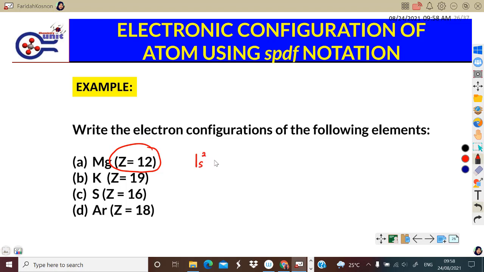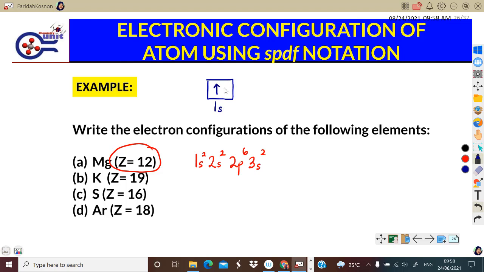1s2, 2s2. Okay, saya dah isi berapa? 4. 2p6 sebab 6. And 3s2. Betul ke? Macam mana cikgu tahu? Cuba kita lihat balik orbital diagram magnesium. Kalau tak yakin, buat dulu yang ni. Saya dah boleh buat terus kan?